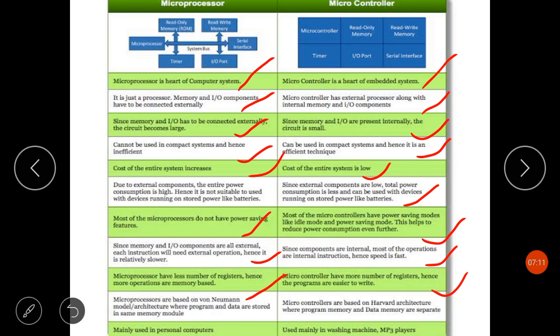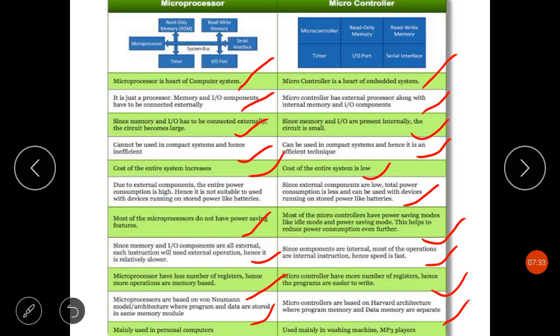Next difference is, microprocessors are based on von Neumann architecture. In von Neumann architecture, both the program and the data are stored in the same memory. Whereas microcontrollers are based on Harvard architecture, where there is different memory for program as well as data.